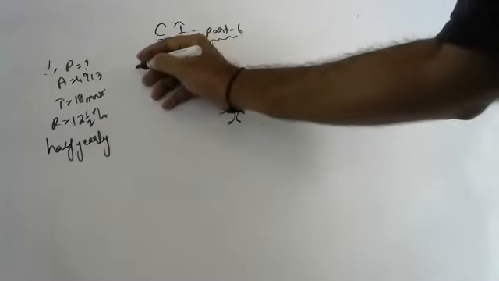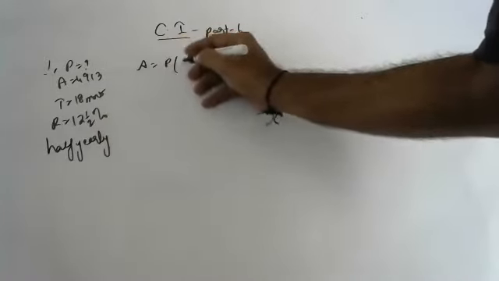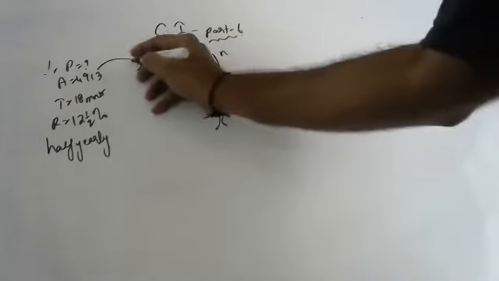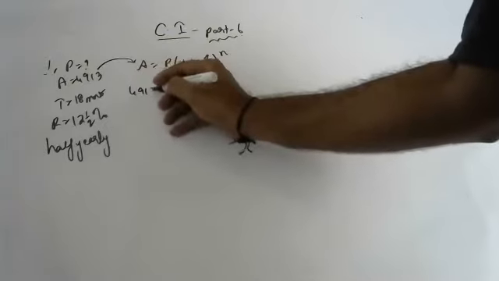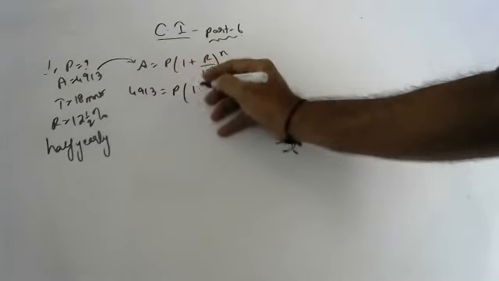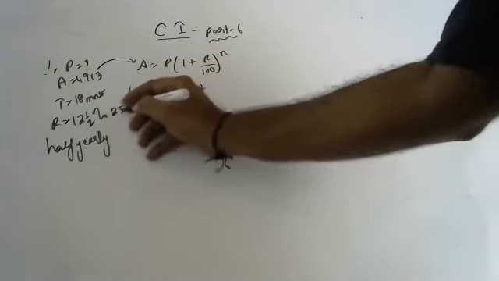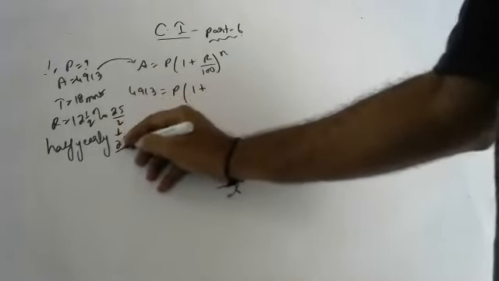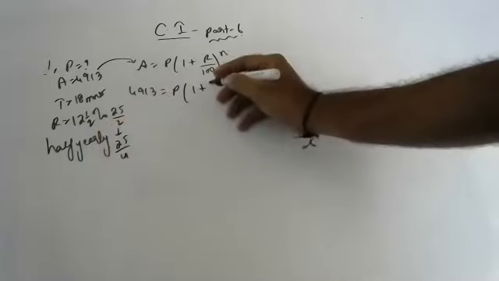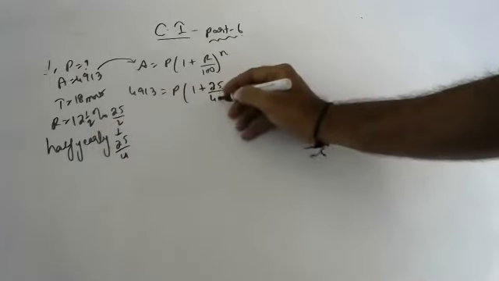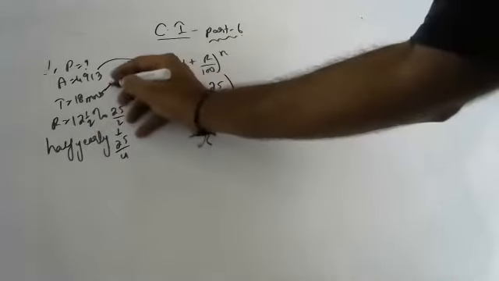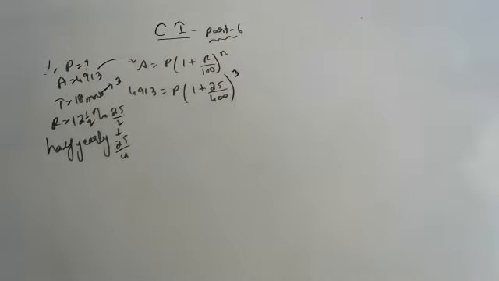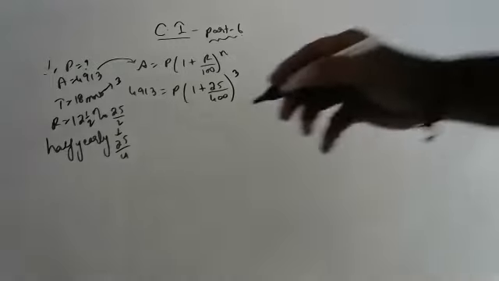Amount is equal to P into 1 plus R by 100 to the power T. Sir, 4913 is equal to P into 1 plus 25 by 400 will come, sir. So 25 by 4 we should take because it is half yearly, 25 by 400 whole to the power of... In 18 months, how many half years? Sir, in 18 months, 3 half years are there.